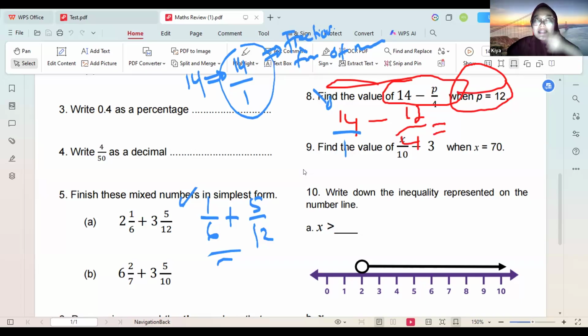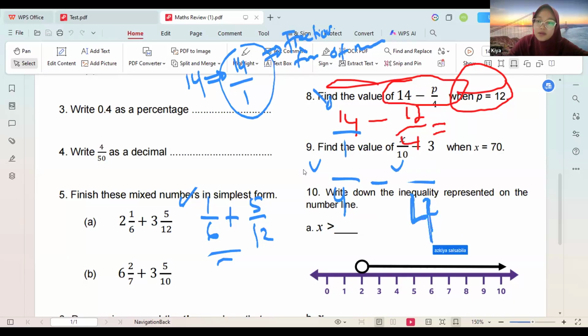So, it's just like fractions. You have 14 per 1 minus 12 per 4. And then you just find the LCM of 1 and 4. You have 4, right, for the LCM? Yeah. So you have 4 here, minus 4. So what is the number that you have to place here and here? 4, I mean 4.